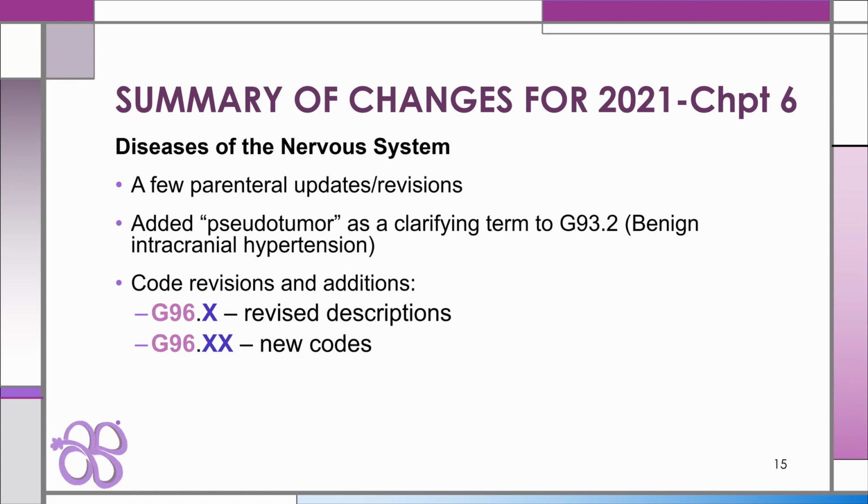Okay, Chapter 6, diseases of the nervous system. There are a few parenthetical updates and revisions. They added pseudotumor as a clarifying term for G93.2.